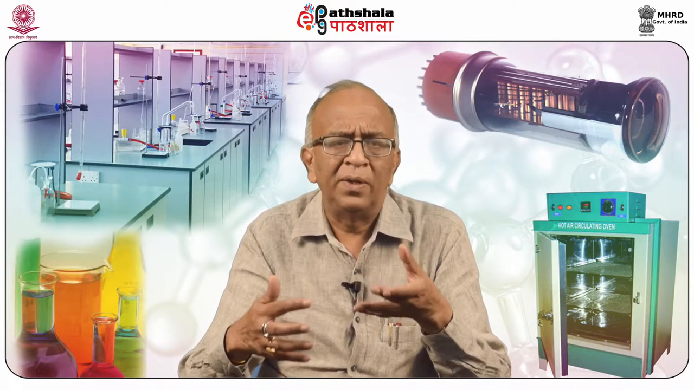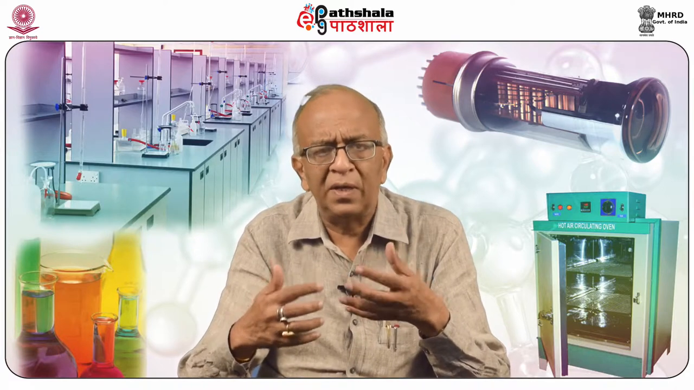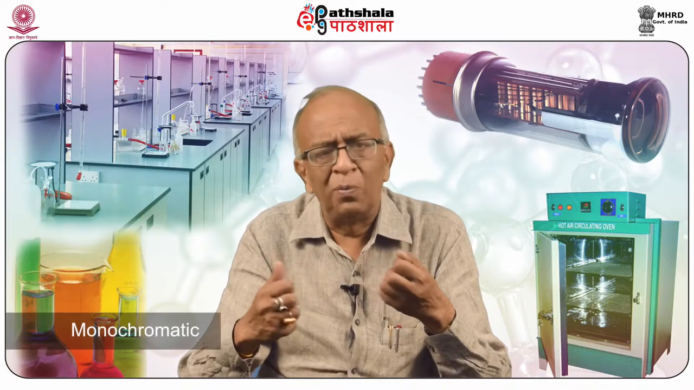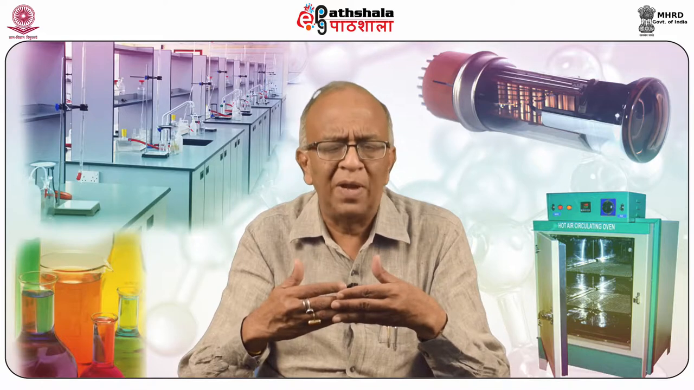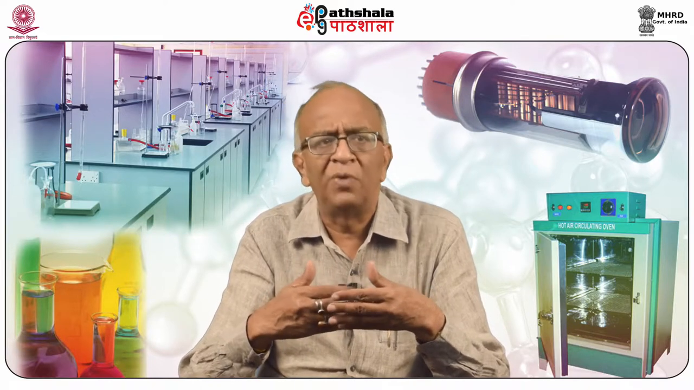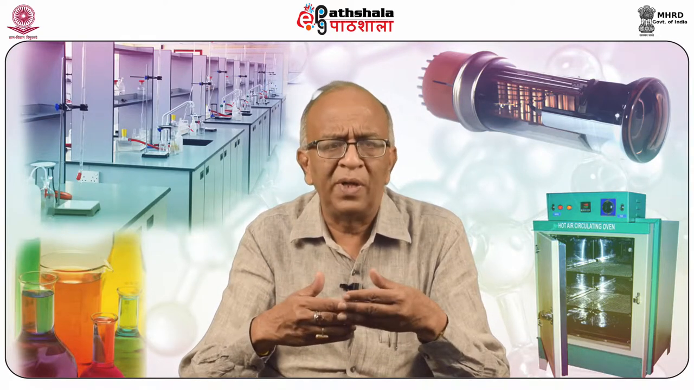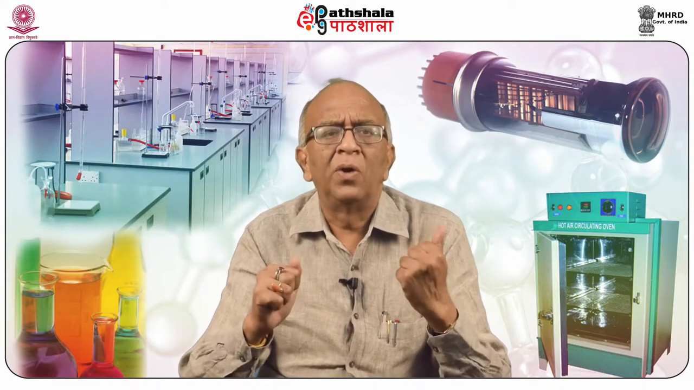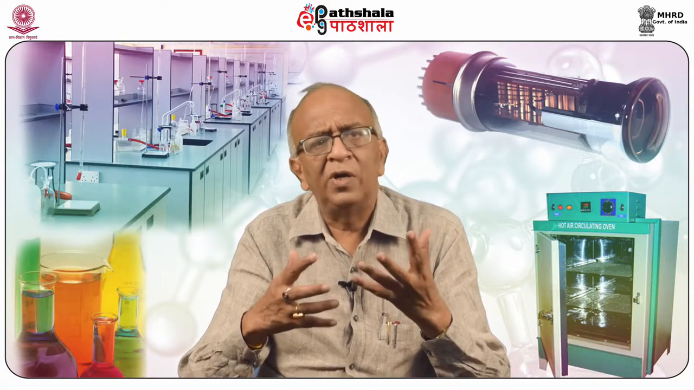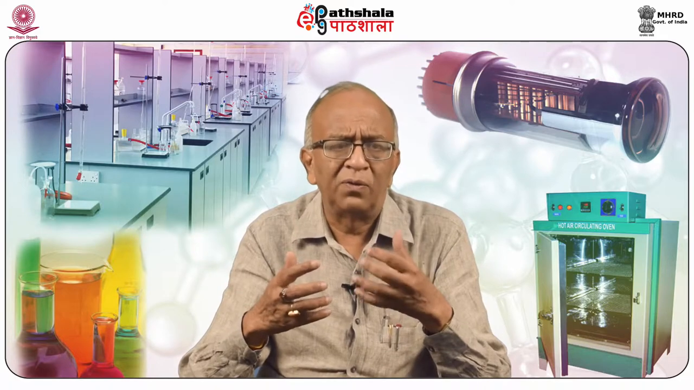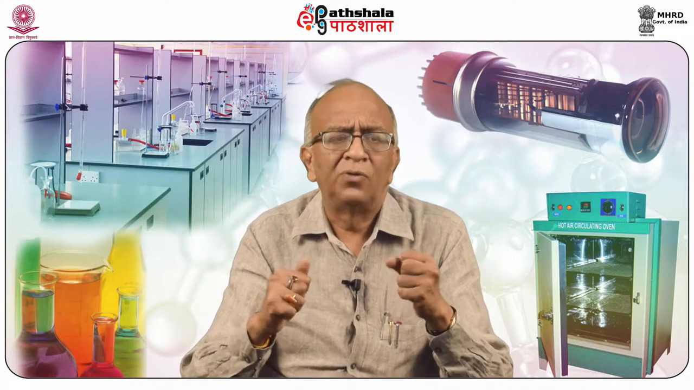So this is done by calibrating the instrument and by taking a monochromatic radiation of light. Monochromatic means a particular wavelength or a band of wavelength of the polychromatic light, which we obtain by passing through a monochromator. Monochromator may be a prism or it may be a diffraction grating. By passing through that, we may select a wavelength of our choice.